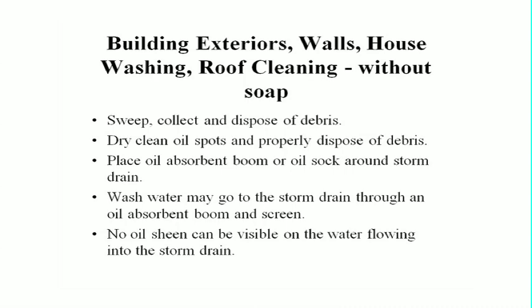The oil sheen should be visible on the water flowing into the storm drain. Basically, the building exteriors that we're talking about here and the roofs don't have heavy contamination of oil and grease on them. It's basically atmospheric dirt and algae and mildew.